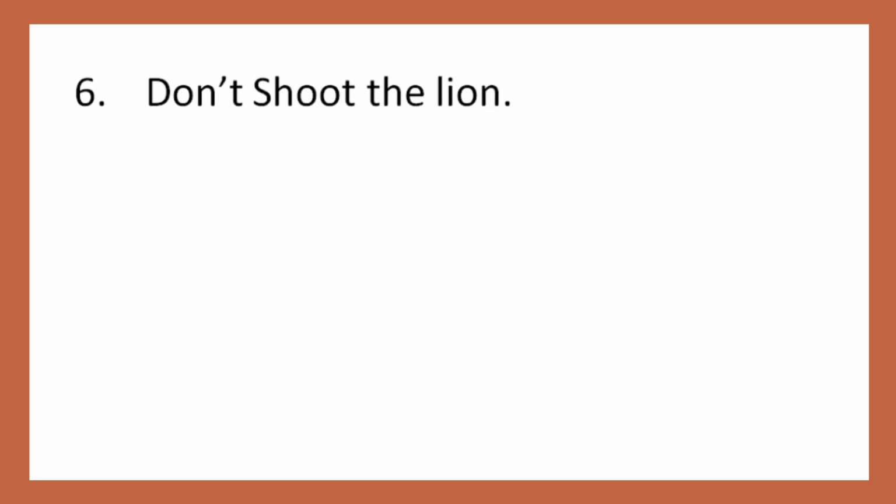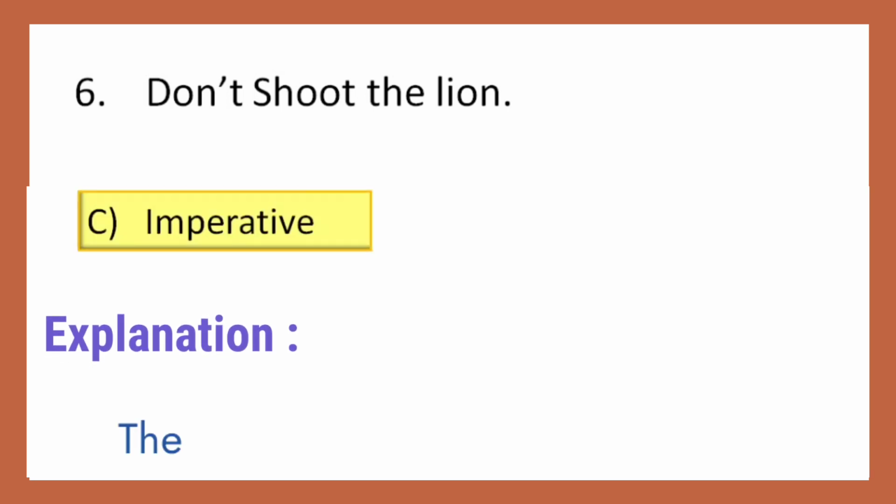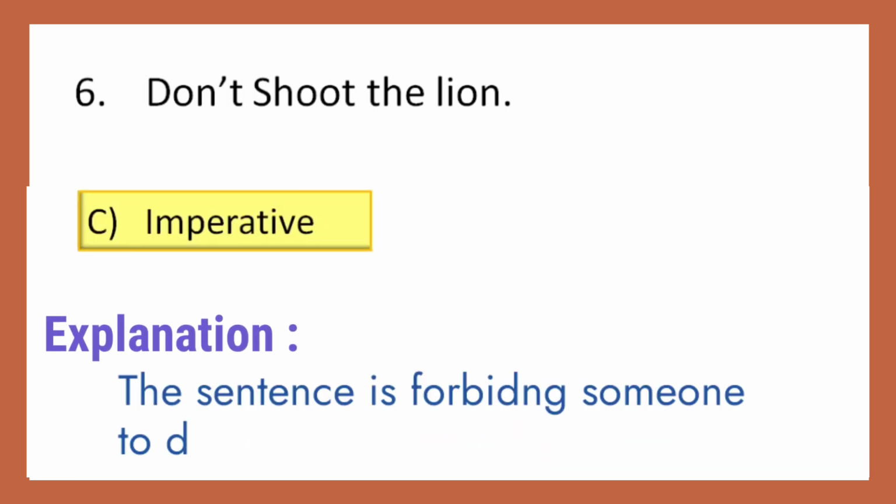Sixth question. Don't shoot the lion. Option A, assertive. Option B, interrogative. Option C, imperative. Option D, exclamation. The answer is option C, imperative. Explanation. The sentence is forbidding someone to do something, so it is imperative.